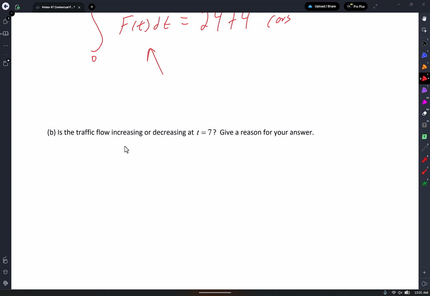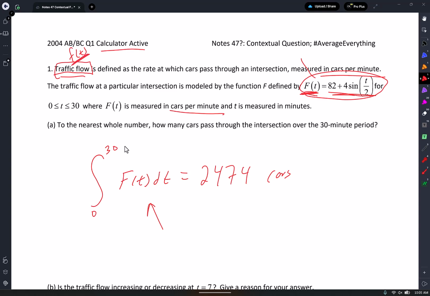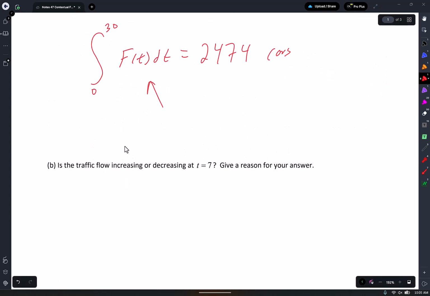I don't know. Guys, if you're having a hard time deciding between which one, then give this a name. Don't call it traffic flow. What do you want to call this? Call it F. Yeah, that's f of t, little f of t, big f of t, whatever. And then anytime you come across that word, traffic flow, don't say the word traffic flow. So it says, is f of t increasing or decreasing at t equals 7? Give a reason for your answer.